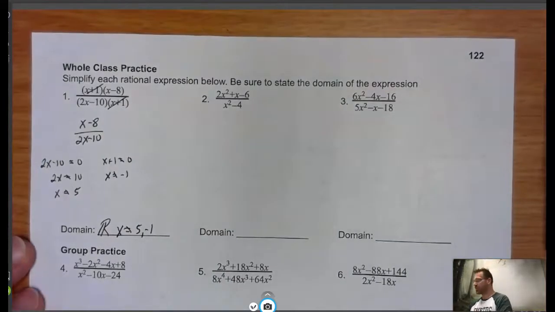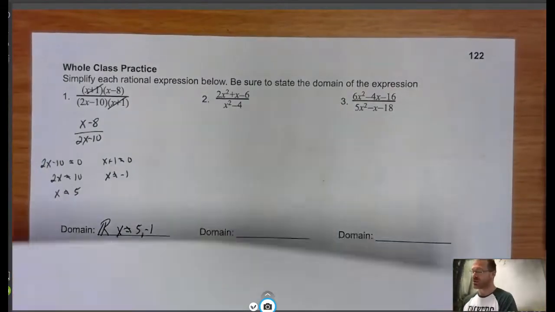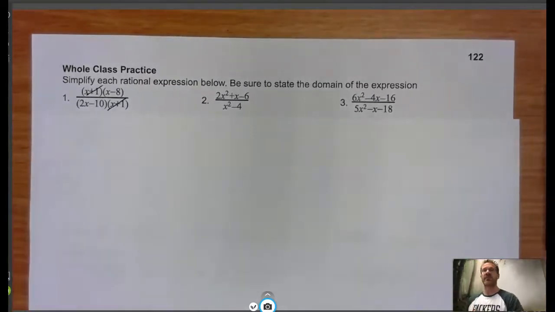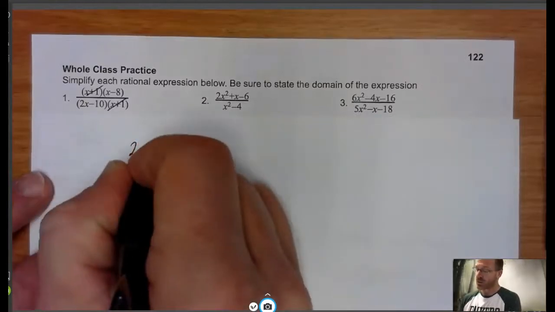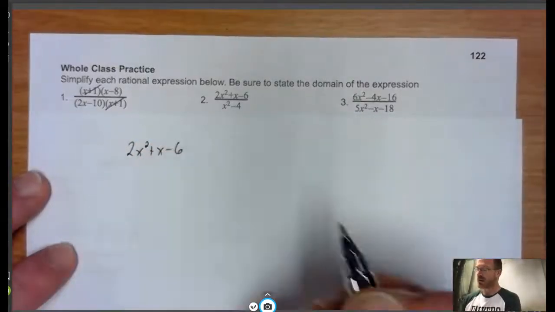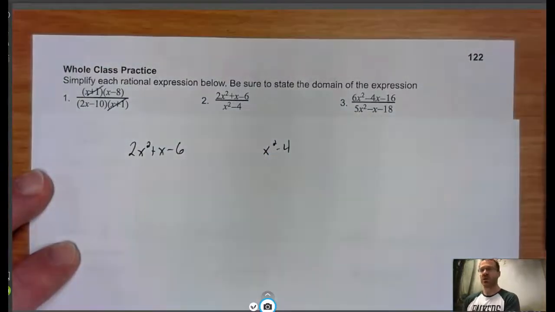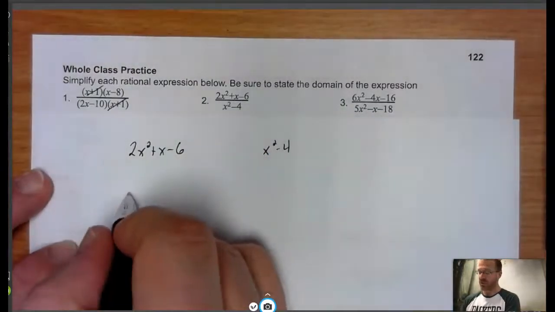So now let's move to number 2. Just to make it a little bit easier, we have 2 factoring problems here, because notice it's not factored. So I need to factor 2x squared plus x minus 6, and I need to factor x squared minus 4. I'm just doing this on a blank sheet of paper just to make it a little bit bigger and easier for you guys to see.